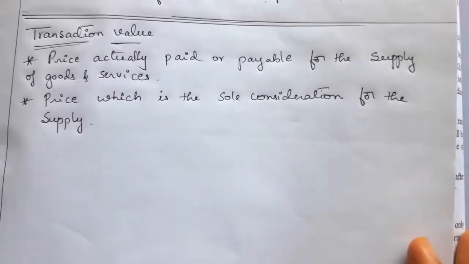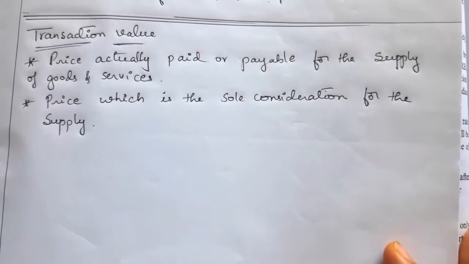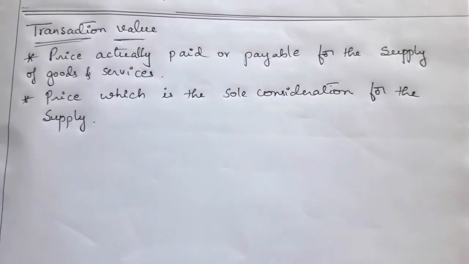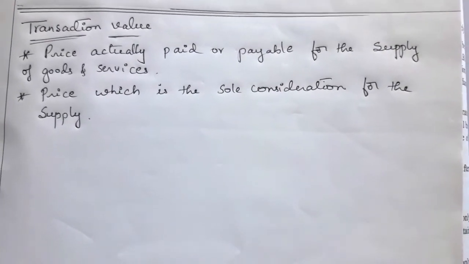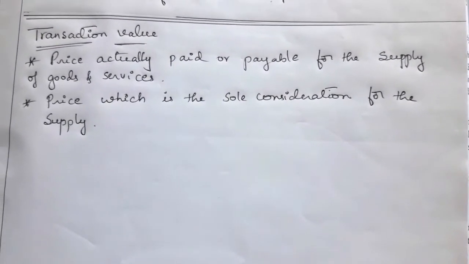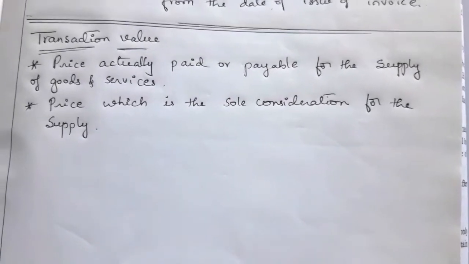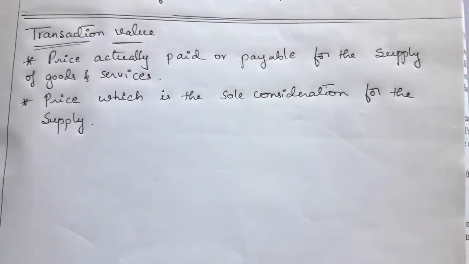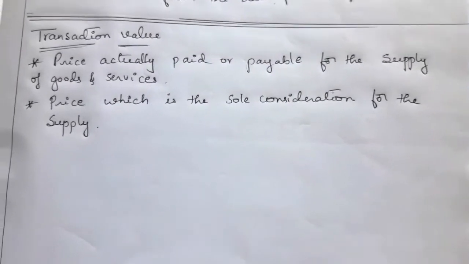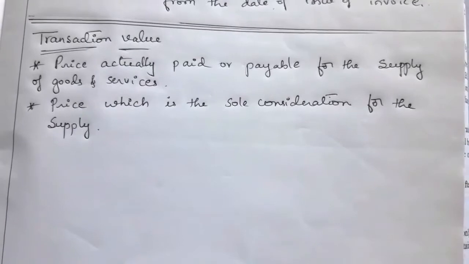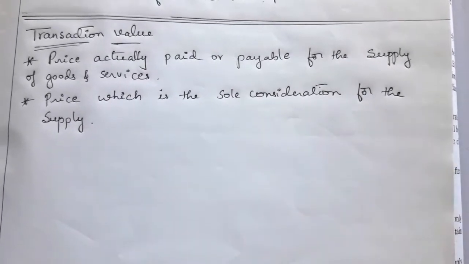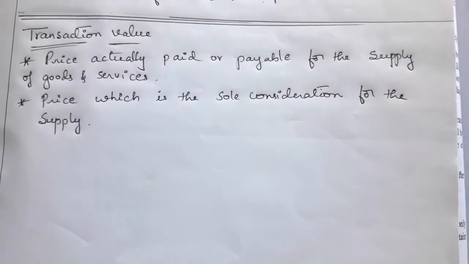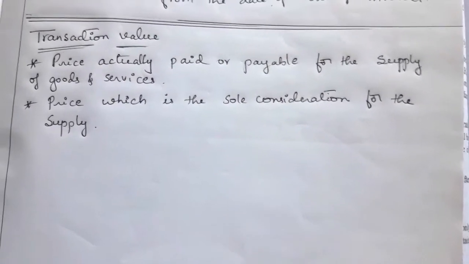On this transaction value, the GST, it might be CGST or SGST or IGST, will be calculated. The transaction value is the price which is the sole consideration for a particular supply. It is the consideration a supplier is going to get for a particular supply of goods and services. On this transaction value, the GST will be levied. So the supplier has to pay GST on the transaction value of goods and services.